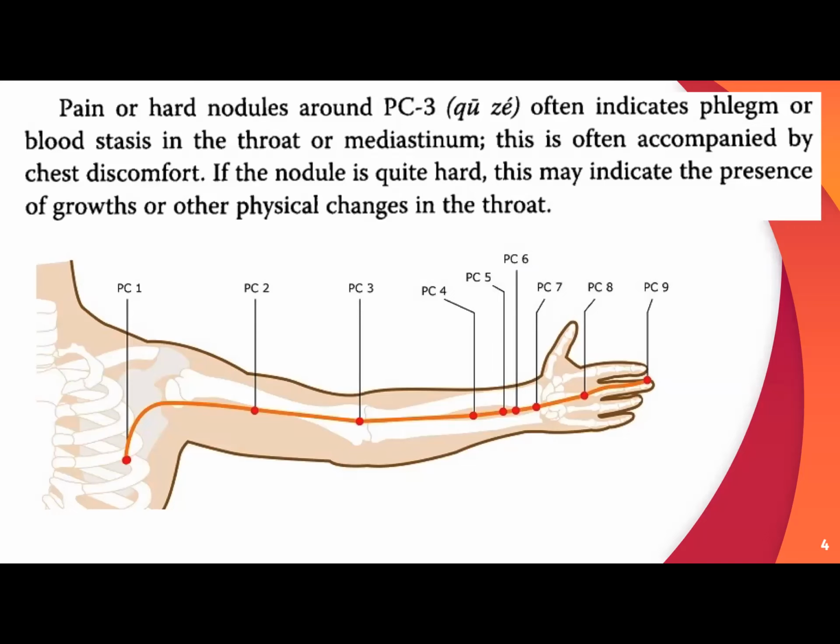Pain or hard nodules around pericardium 3 often indicate phlegm or blood stasis in the throat or mediastinum. This is often accompanied by chest discomfort. If the nodule is quite hard, this may indicate the presence of growth or other physical changes in the throat.